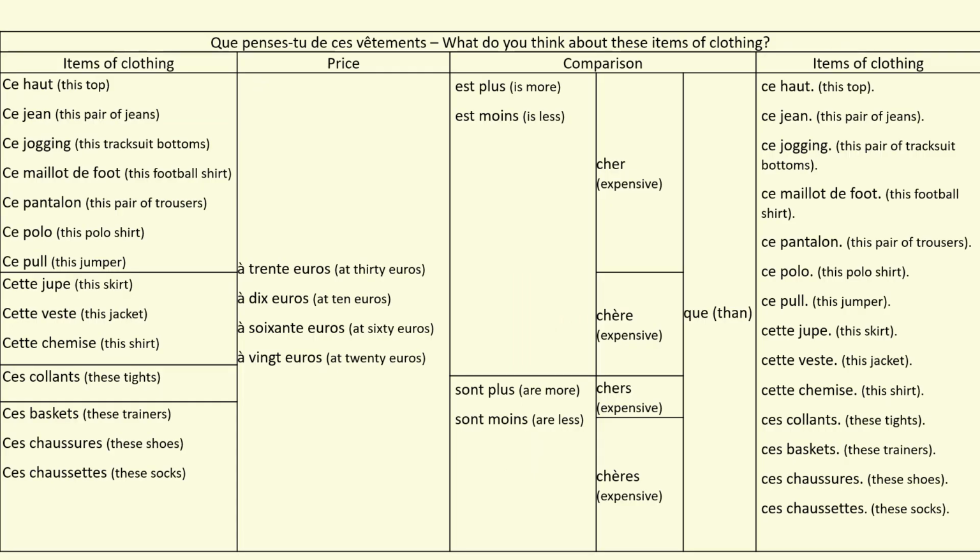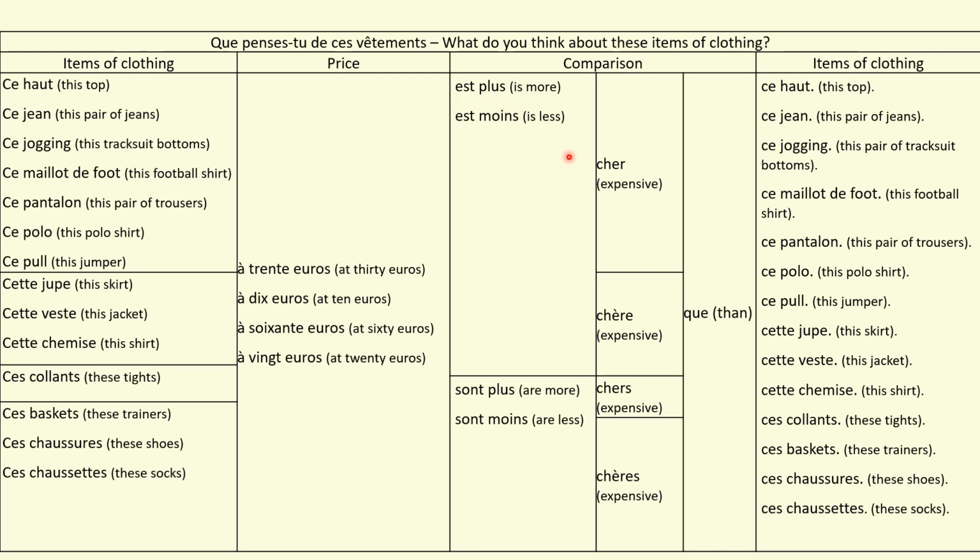Okay, Year 8. So, in the sentence builder, we have a question. Que penses-tu de ces vêtements? What do you think about these items of clothing? So in the first column here, we've got the items of clothing. In the second, we've got the price. In the third, fourth, and fifth, we've got the comparison.